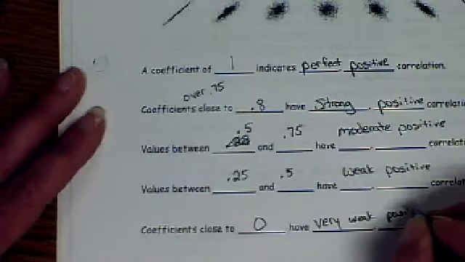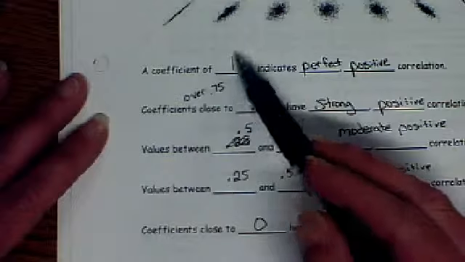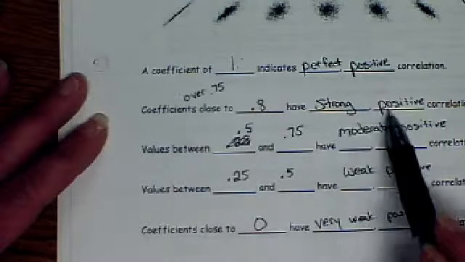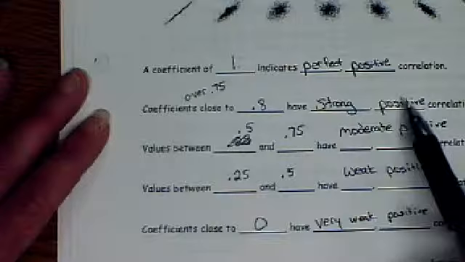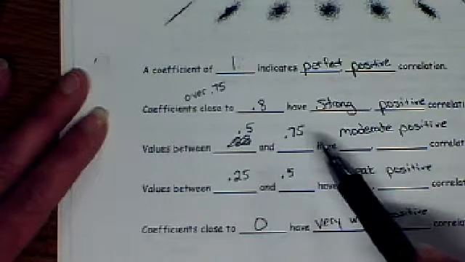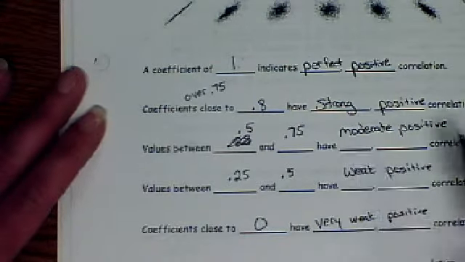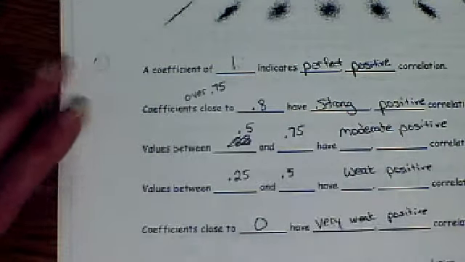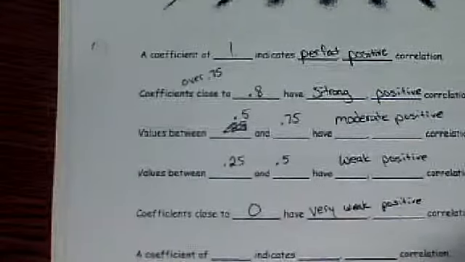Now, all of these, the numbers would be the same, but if it was negative, we'd be saying negative instead. So a -1 would be perfect negative. Around a 0.8 would be a strong negative. Between -0.5 and -0.75, you're going to have a moderate. So we're just going to be describing it in certain ways. Now, there are formulas for this, and we will be going over how to find this coefficient by hand. But for what we're doing right now, just the introduction, we're going to use the calculator.